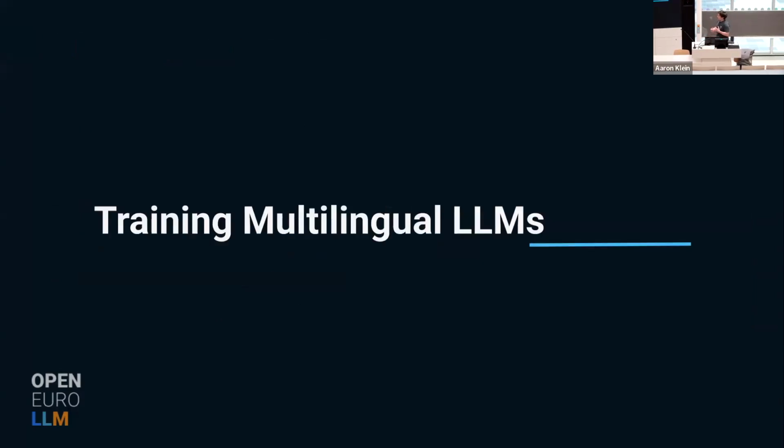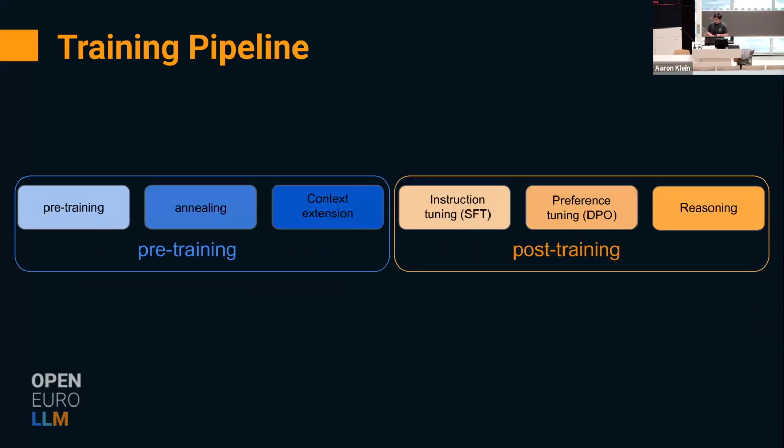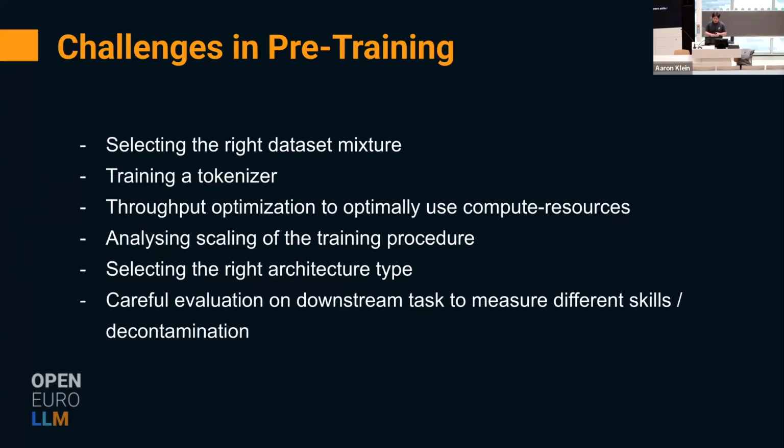Now, let me quickly talk about the actual training of the models. Here, as you probably know, there's pre-training and post-training. And in pre-training, you face a couple of challenges. If you train those large-scale models, the first obvious thing is which data you want to train on. And this is particularly interesting in a multilingual setting. But there are also other things, like what we talked about, throughput optimization, right? You want to make sure that you most efficiently train across those thousands of GPU nodes. But also scaling the training procedure, right?